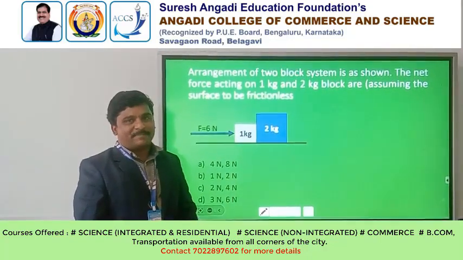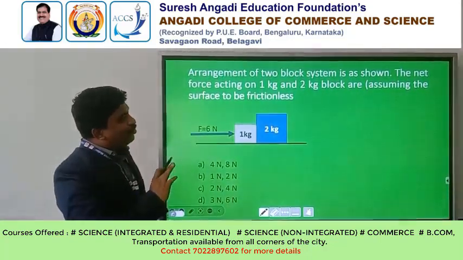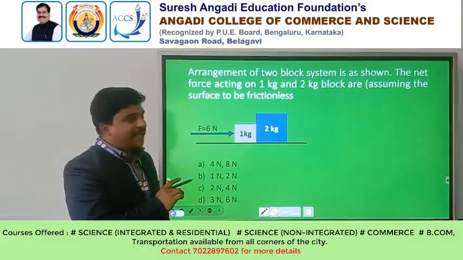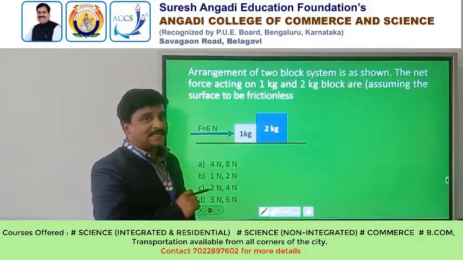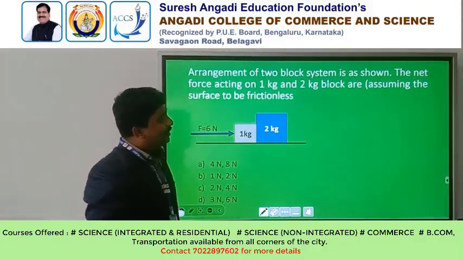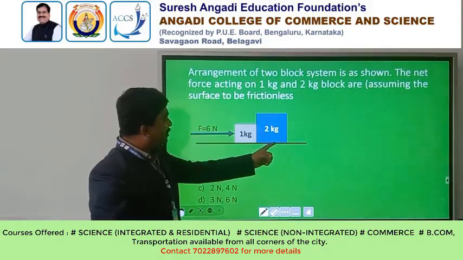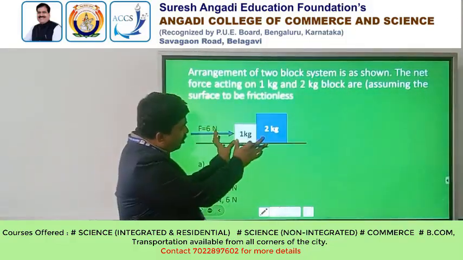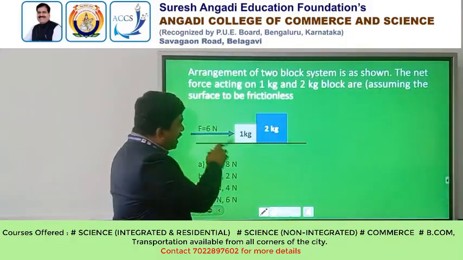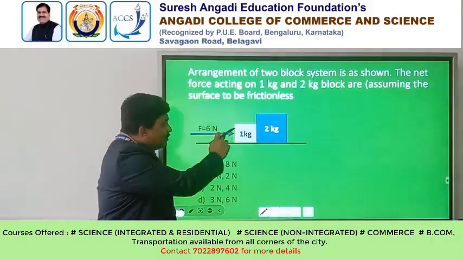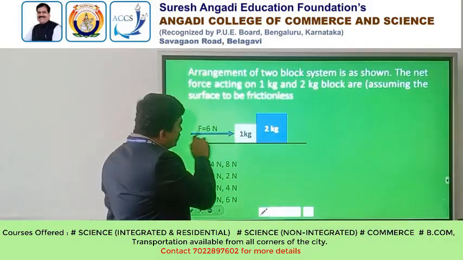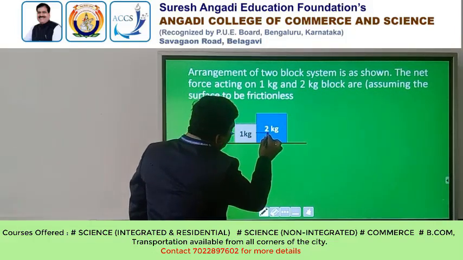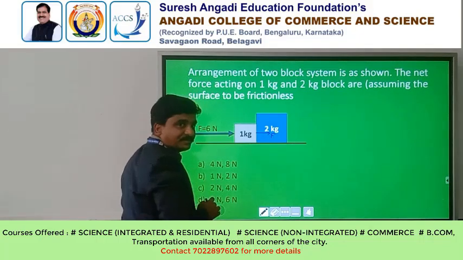Now let us see the second example. Arrangement of a two block system is as shown in the figure. They are asking what is the net force acting on 1 kg and 2 kg. And they are telling, assuming the surface to be frictionless, there is no force acting by the surface on the blocks. Now these two blocks are connected and they are on the surface. There is a force of 6 Newton acting on 1 kg, and this 6 Newton is making it move to the right side, making it apply a force on 2 kg.